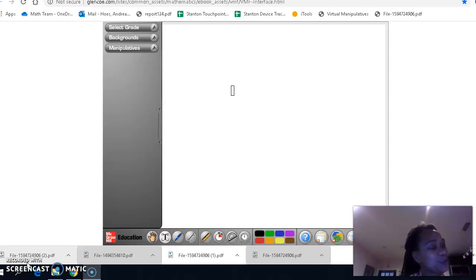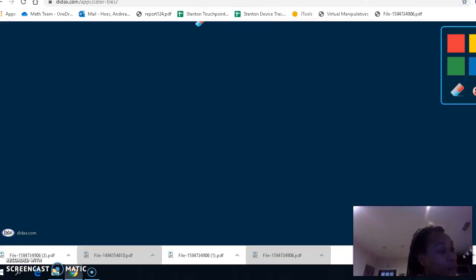Today we're going to move on to using some square tiles to decompose a rectangle. So I'm going to start using my square tiles and I'm going to build a rectangle that has 4 rows of 5. Okay?